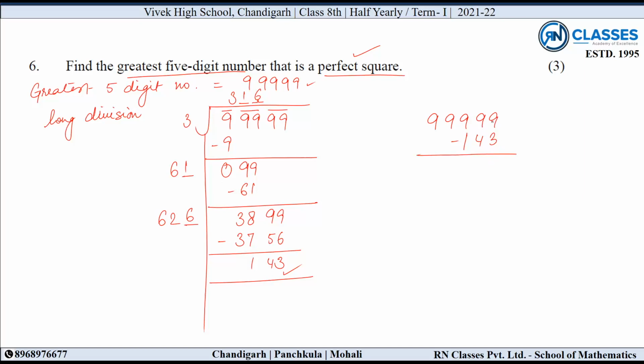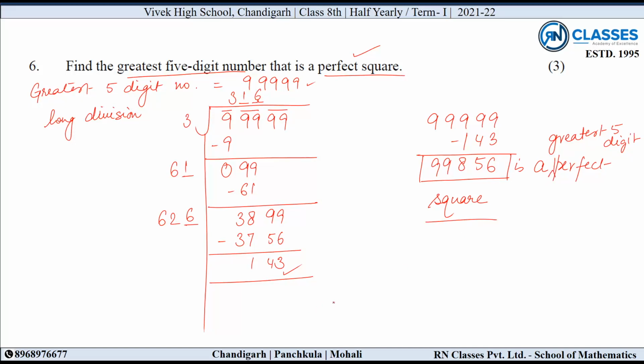143 को subtract किया. 9 minus 3 is 6. 9 minus 4 is 5. 9 minus 1 is 8. 9 9. So 99,856 is a perfect square. Perfect square is a greatest 5-digit. तो भूल ही गए, लिखना पड़ेगा. Greatest 5-digit is the greatest 5-digit perfect square. That's it. All 3 marks are yours.